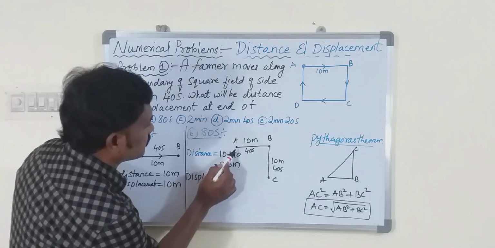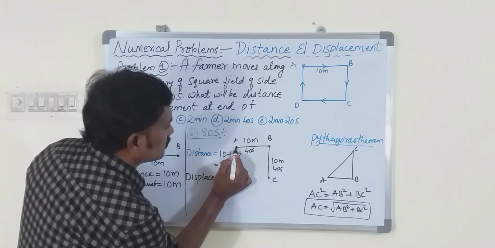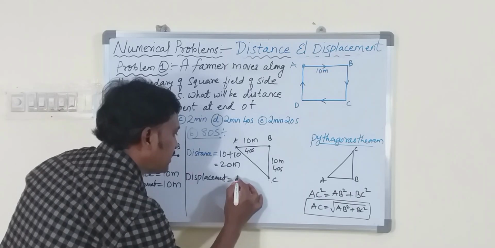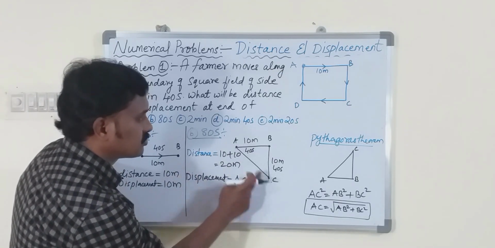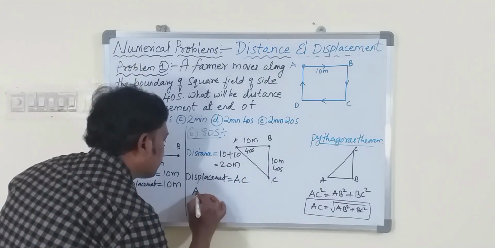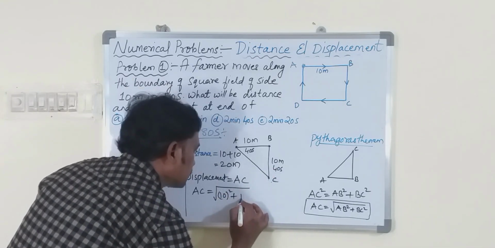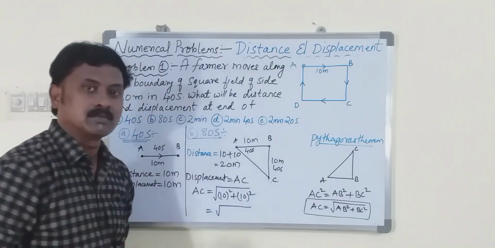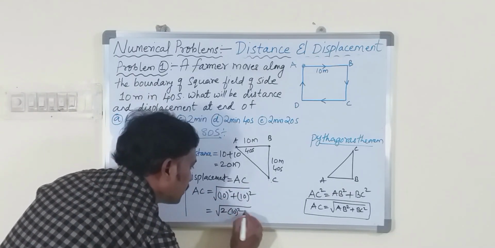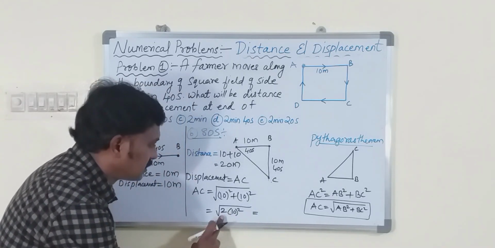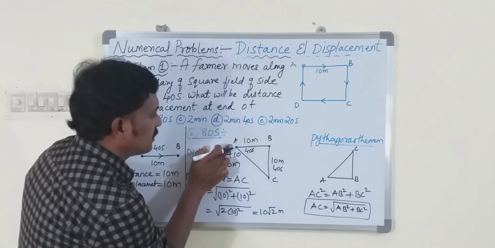Now what is displacement? In the diagram, this is the initial point and the body has traveled like this and reached the final point. So what will be the displacement? I have to draw one straight line connecting AC. So the displacement is AC. Now how to find out the displacement AC? We are going to apply the Pythagoras theorem. AC is under root 10 square plus 10 square, so 100 plus 100, 200. Instead of that, you can also do 2 times 10 square. Under root 10 square, you are going to get 10, and we have the 2 inside. So 10 under root 2 meters. And what is the direction? This is the initial and this is the final, so it will be like this.